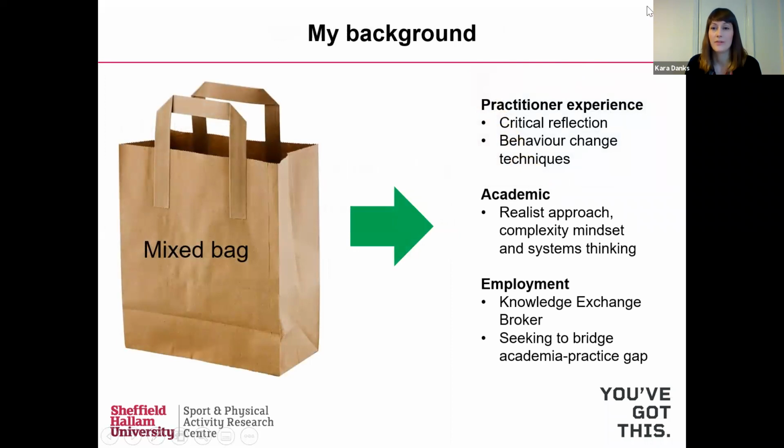So in terms of my background, it's a bit of a mixed bag. I've got experience from across different disciplines and sectors. On the right hand side there, I've pulled out some things that I think are relevant to the way I do things with the team and with the evaluation. In terms of previous practitioner experience, that was as a midwife and probation officer, totally different roles from each other. But for both of those, critical reflection was essential. And I believe that's really important as part of any sort of learning approach.